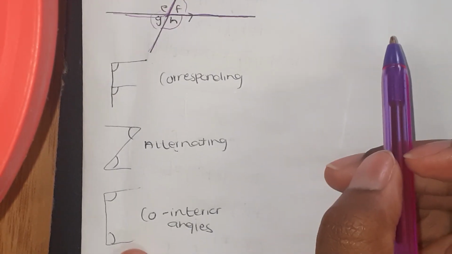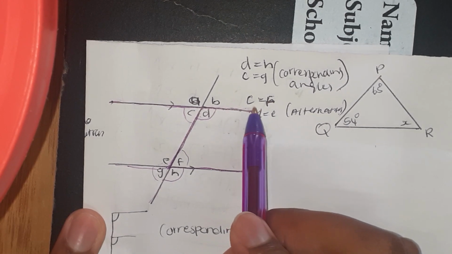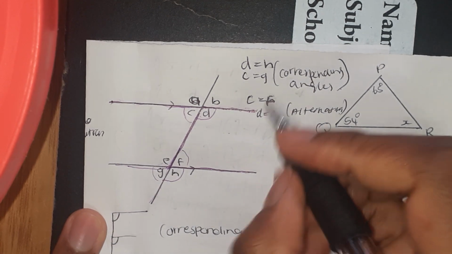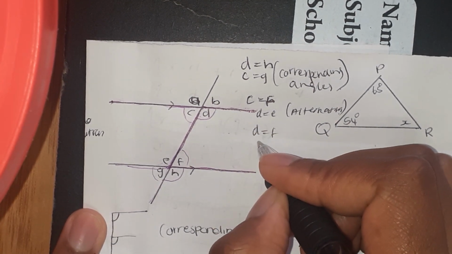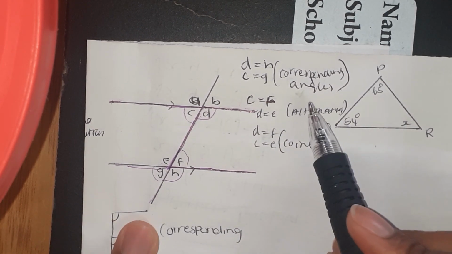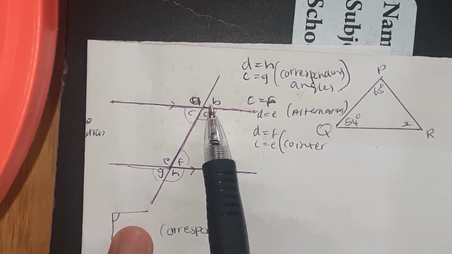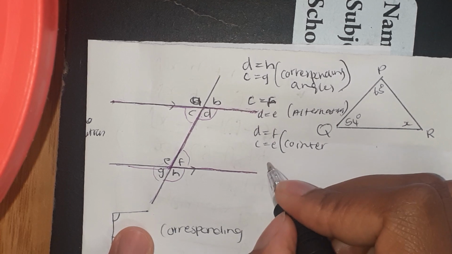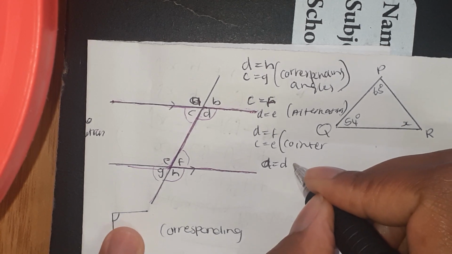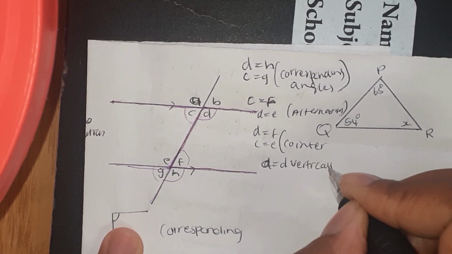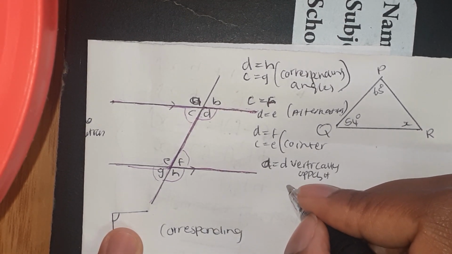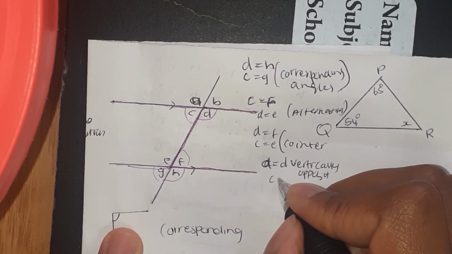And then we have to look for co-interior angles. This is co-interior, and this is co-interior. So D also equals F, and C equals E, and that is co-interior angles. So here, the only angles that we don't have are A. So A equals D, and that is vertically opposite angles. And then C equals B. We don't have any B here, so C equals B.